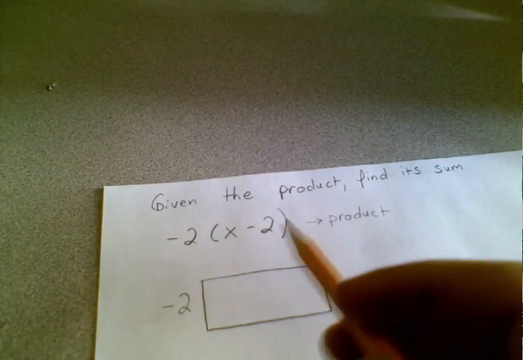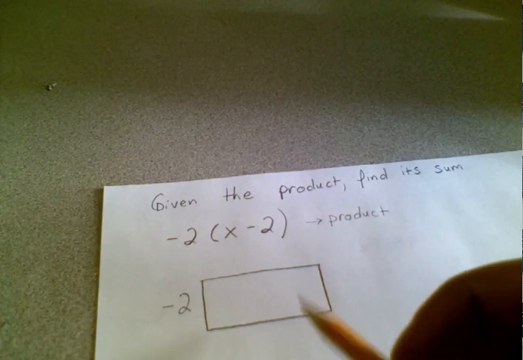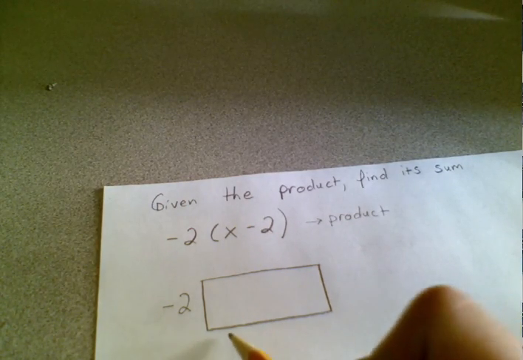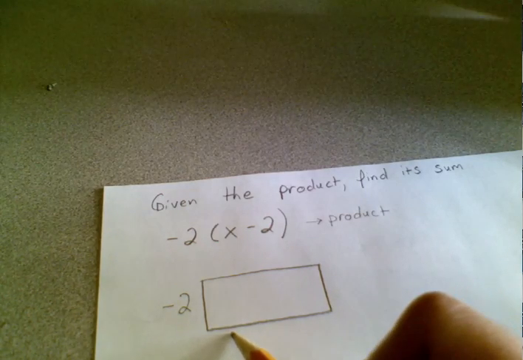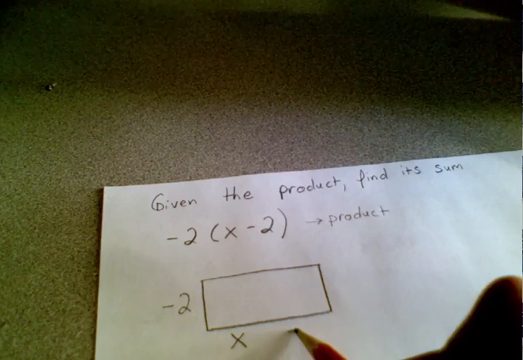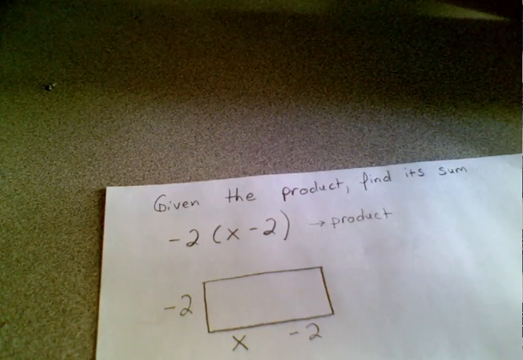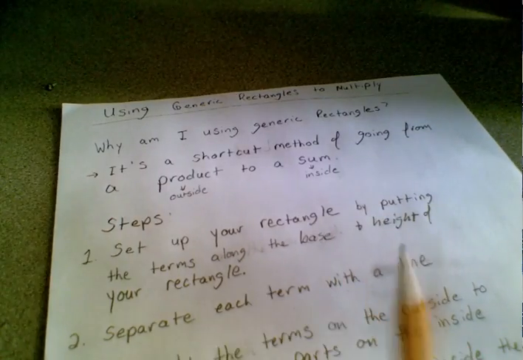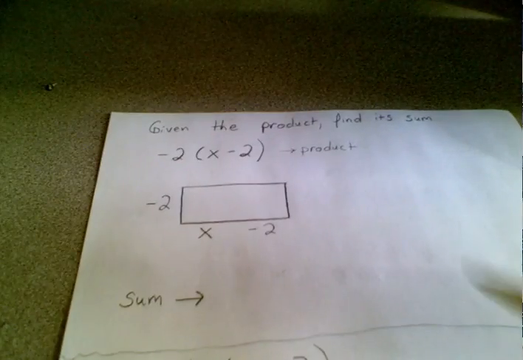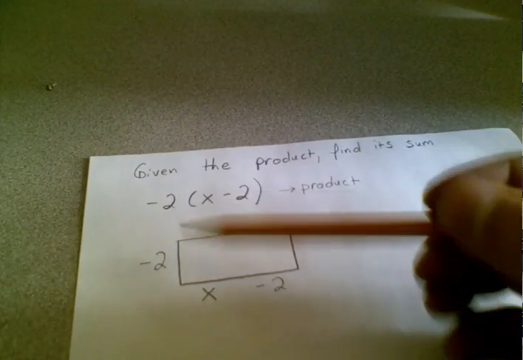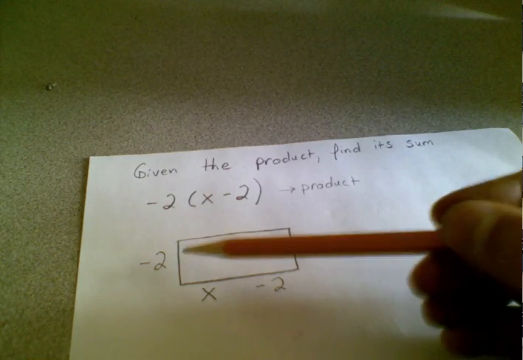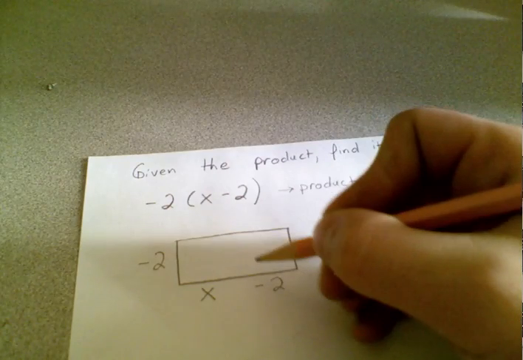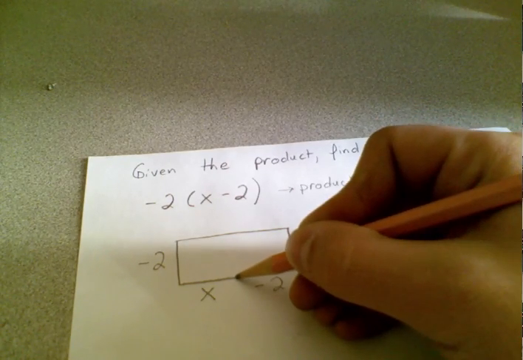Alright, and again, this is just a shortcut way. That way you don't have to use tiles here. I'm going to put the terms inside the parentheses on the base of my rectangle. So I'm going to put x and then minus 2 right here. Now if you remember, step number 2 says separate each term with a line, and so that's what I'm going to do. Since there are no terms to separate along the height of my rectangle, I'm going to separate the terms along the base of my rectangle. I see 2 different terms there, so I'm going to put a line in between the x and minus 2.